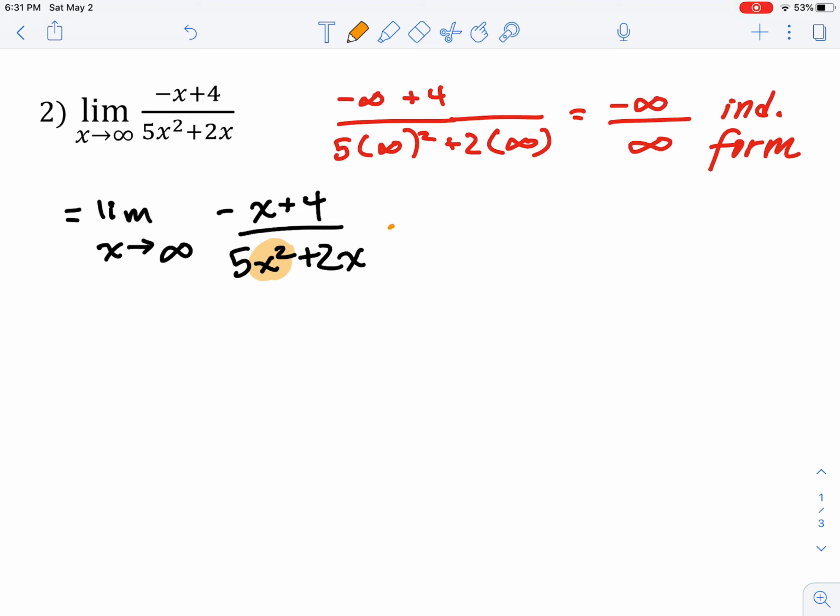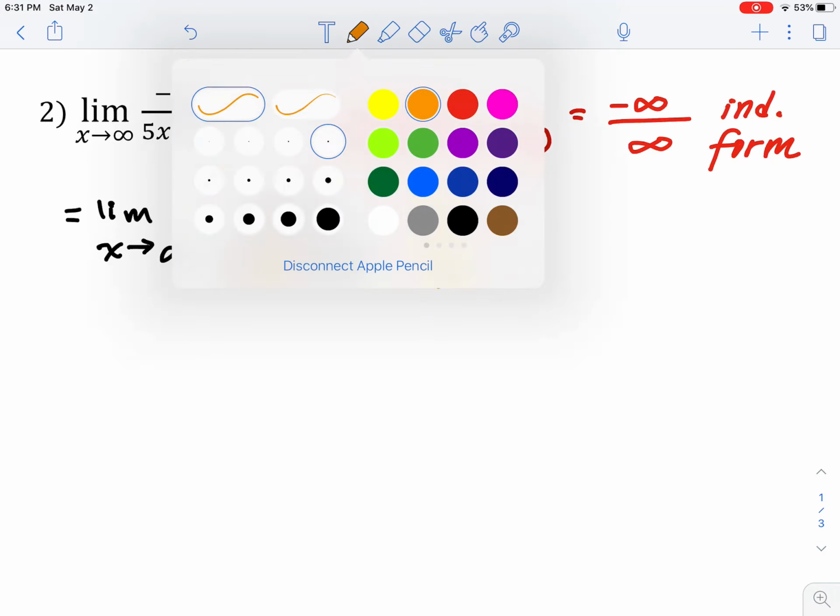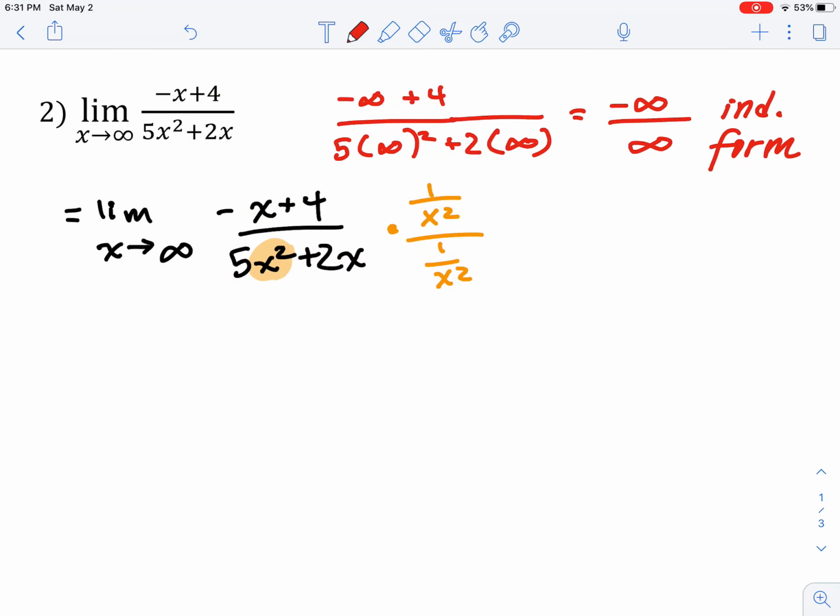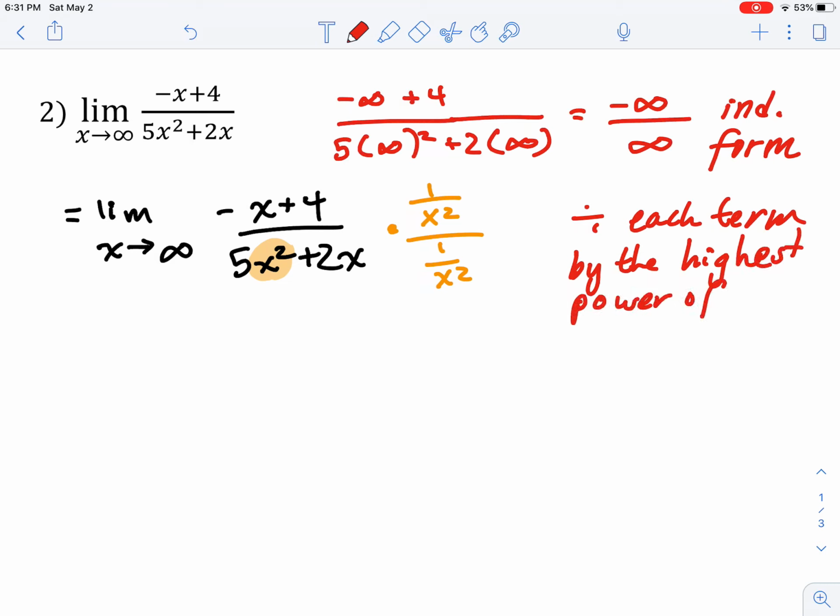We're going to divide everything, and I'll just write this in orange. We're going to divide everything by x squared. One way of writing that is multiplying everything by 1 over x squared. But we're going to divide everything here by x squared. I'll just write this note out here. We're going to divide each term by the highest power of x.